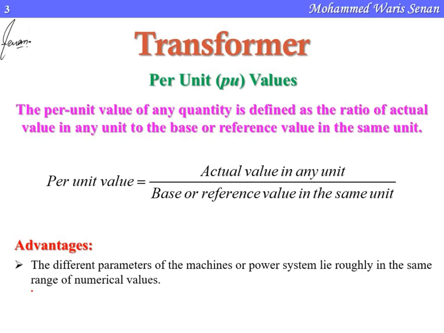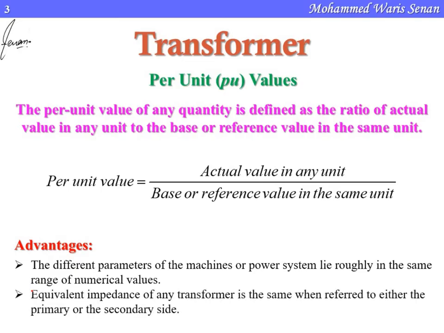And the second advantage is very important. It is related to the transformer, and that is the equivalent impedance of any transformer is the same when referred to either the primary or secondary side. That is, if we have the per unit value of the impedance of the transformer, and you refer it to the primary or you refer it to the secondary, the value of the per unit impedance will remain the same. It means it is very convenient to use per unit values in transformer. You don't need to refer it to any of the sides. Okay, so these are the two main advantages of using per unit system.